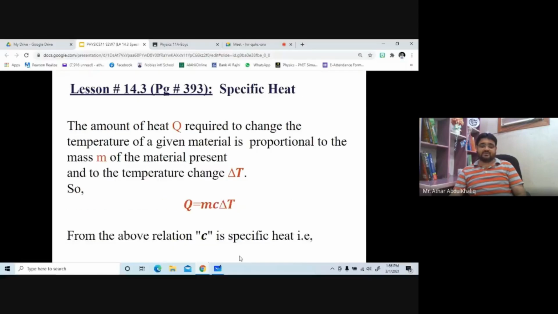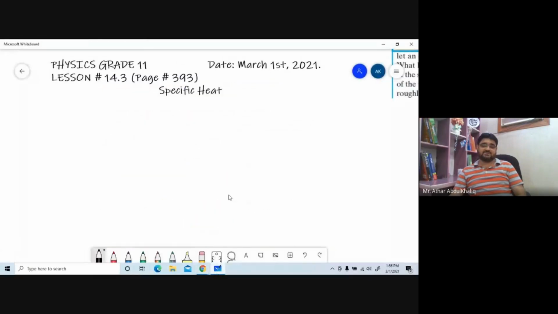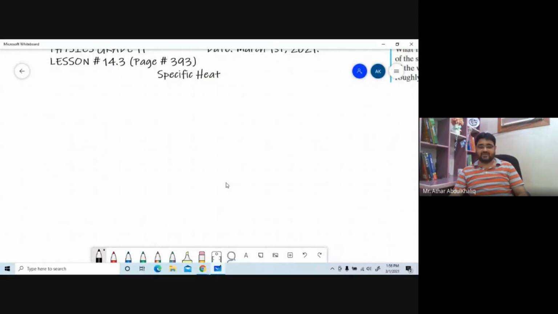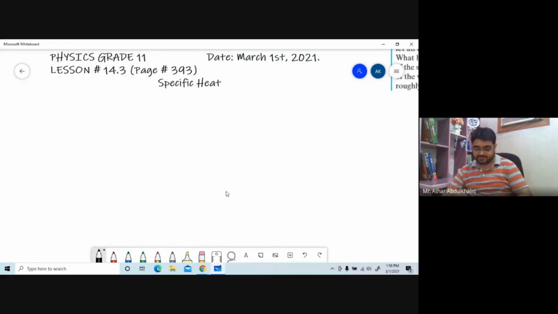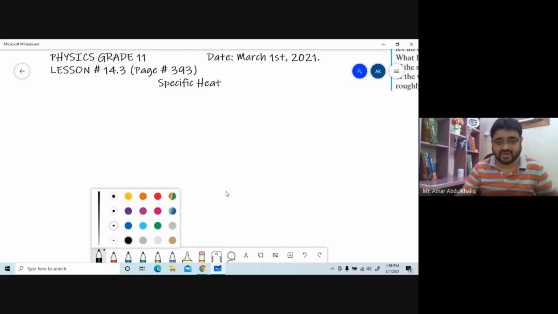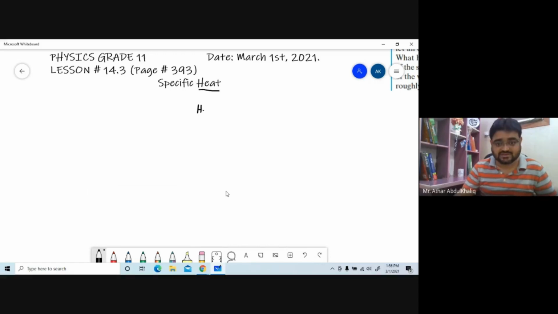When we are going to talk about specific heat, I just want to start with a very simple example. The word heat here is used as heat energy. So if I am talking about heat energy, I would like to start with one simple example.